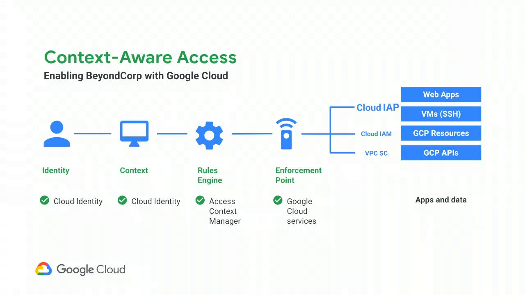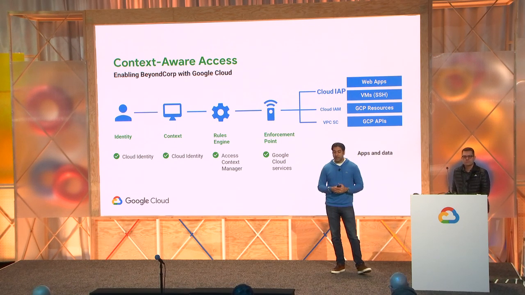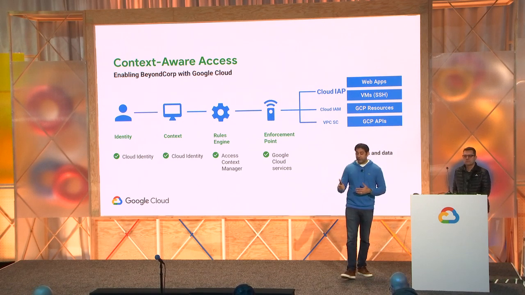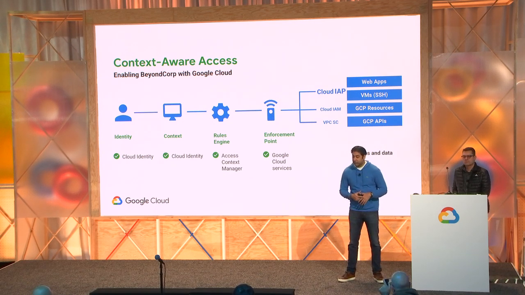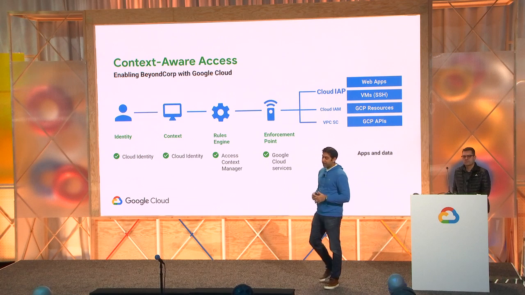Now, Cloud IAP, or Identity-Aware Proxy, is a GCP service that provides off-the-shelf authentication and authorization for applications that are deployed on GCP. It is also the starting point for many customers to retire their legacy VPNs and use Google's context-aware access story.